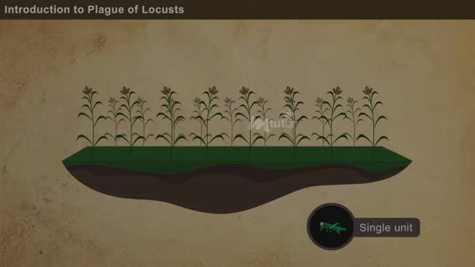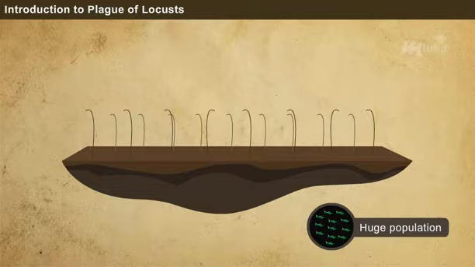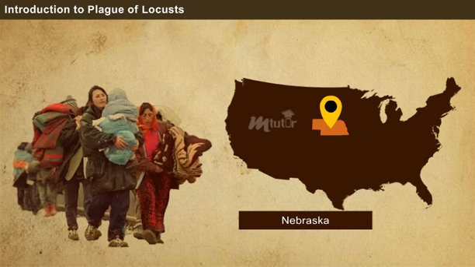As a single unit, the grasshopper was harmless and didn't cause much effect. But when the population was vast, the effects were beyond limits. Moreover, the neighboring state like Nebraska was also affected by these insects. Eventually, the year came to be known as the Year of the Locust.